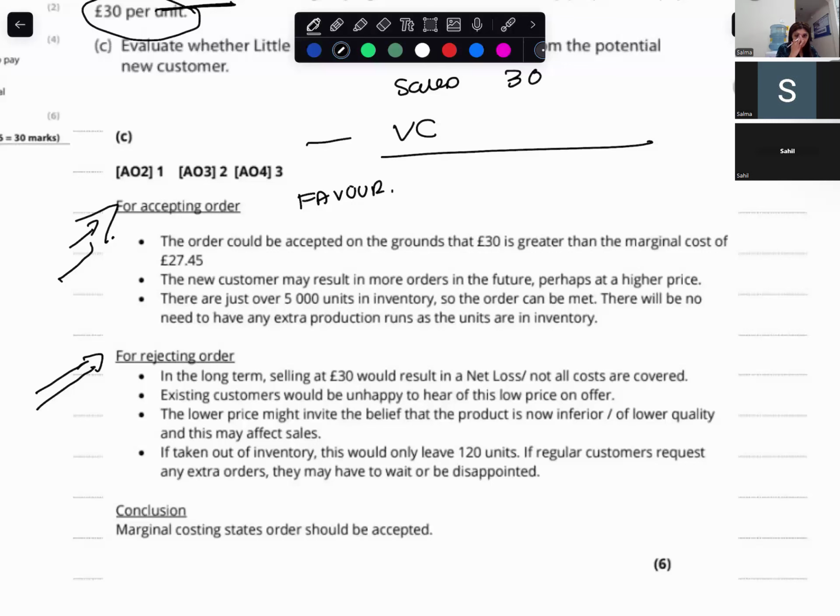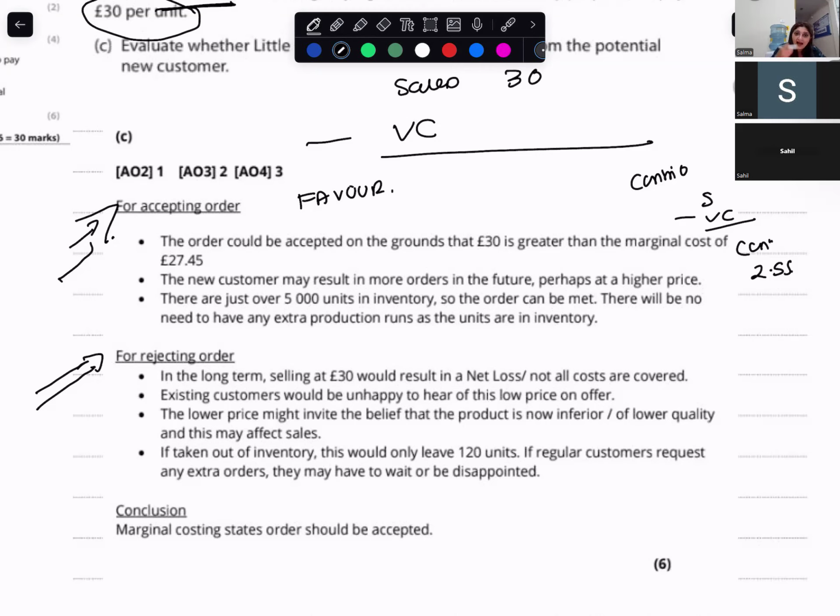Come on, tell me points in favor. The order could be accepted on the grounds that 30 is greater than the marginal cost of 27.4. You can say you are getting a positive contribution. Then you can show the calculation of sales minus variable cost, contribution. It is contributing how much? 2.55. Since you are getting a positive contribution, you can accept the order because you're able to recover your variable costs, even if it's lower than the average, like the 50.